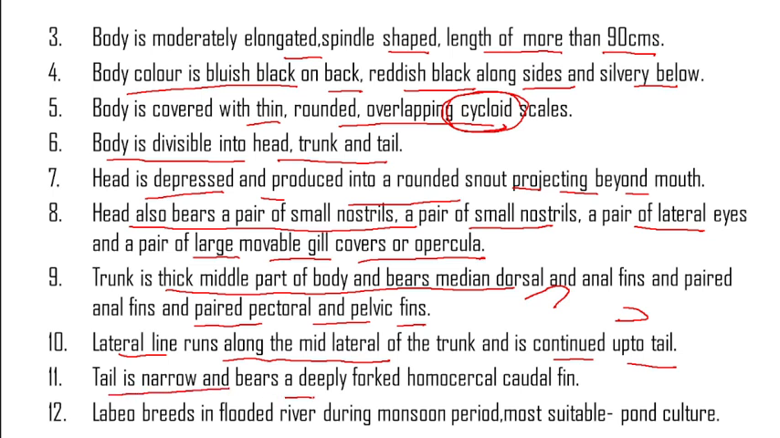Tail is narrow and bears a deeply forked homocercal caudal fin. There it was a heterocercal caudal fin, here it is a homocercal caudal fin. Labeo breeds in flooded rivers during monsoon period. It is most suitable for pond culture.